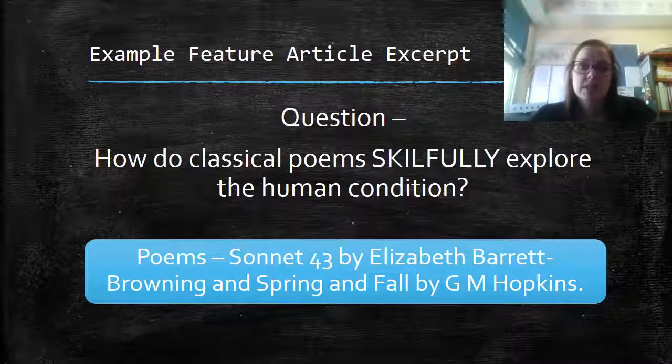For the purpose of the example and all practice exams, we're going to go with the question, how do classical poems skillfully explore the human condition? For the exemplar, we're having a look at the poem Sonnet 43 by Elizabeth Barrett Browning and Spring and Fall by G.M. Hopkins.